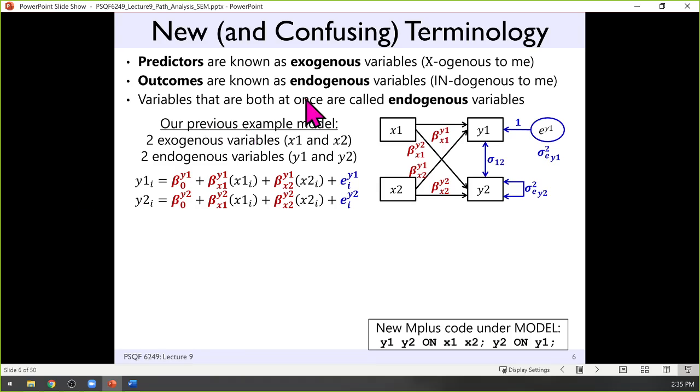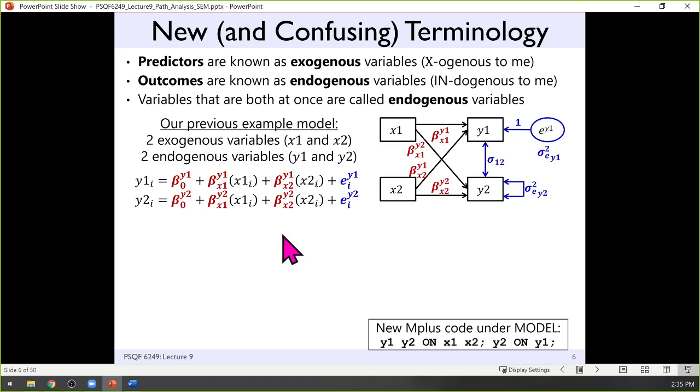Okay, here's some words that get confusing in this language. The terms exogenous and endogenous. So exogenous is used to refer to predictors. The shortcut that I have is they're x variables, exogenous, because x's are always predictors in my equations. Endogenous refers to outcomes, and so I think of them as endogenous. Like if you look at this picture and there's arrows going into something, it is endogenous.